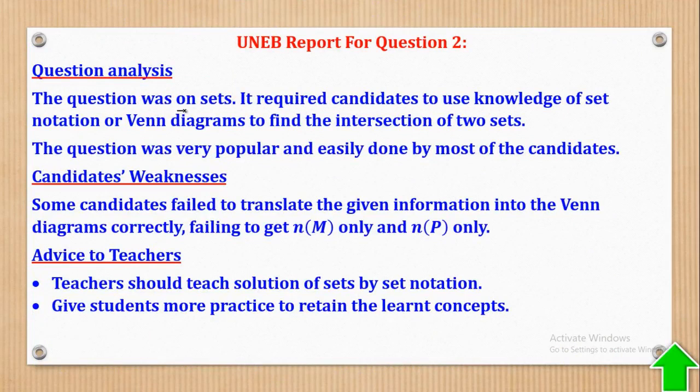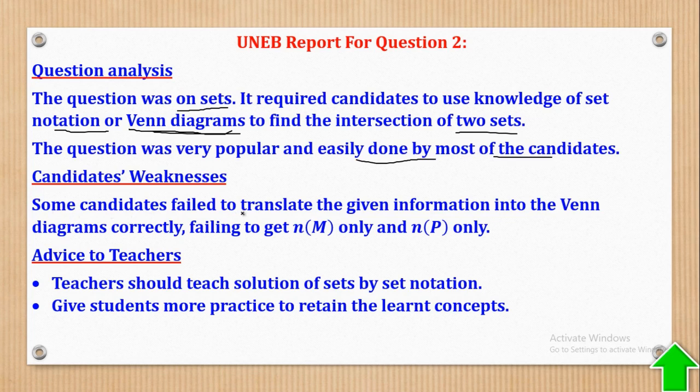So the question was on sets, and it required the candidates to use knowledge of set notation or Venn diagram to find the intersection of two sets. So the easiest one is the one for Venn diagrams. So the question was very popular and easily done by most of the candidates.